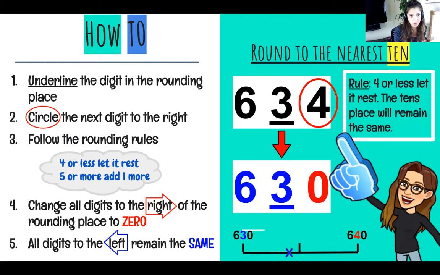So 4 or less, let it rest. 5 or more, add 1 more. So using that rule, we're going to look in our tens place. We have a 3. Next door, we have a 4. That is a 4 or less. So we're going to let it rest. That 3 remains a 3. It does not change. Then we're going to change all digits to the right of the rounding place to 0.